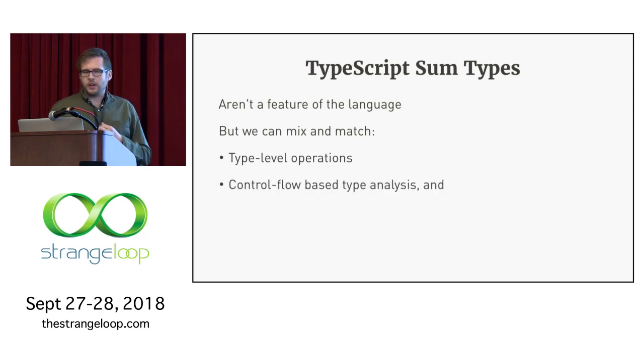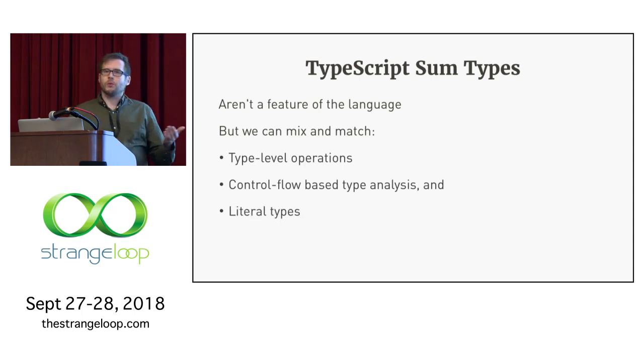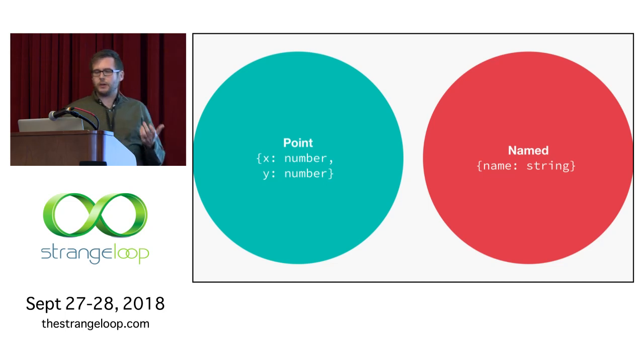There's a feature of the language called control flow-based type analysis, where TypeScript understands the implications of control flow constructs, like if statements and switch statements, for the types they're dealing with, and literal types, which let us go more granular than the built-in boolean, string, and number types we're used to, and deal with things in a more granular way.